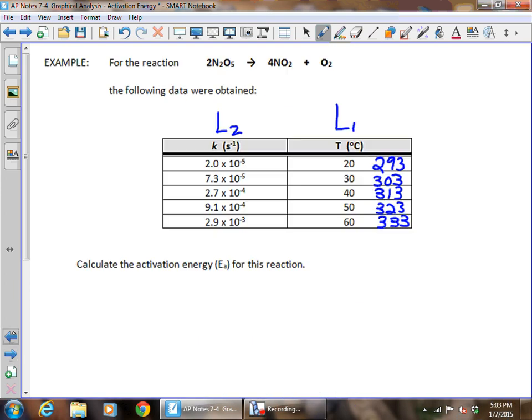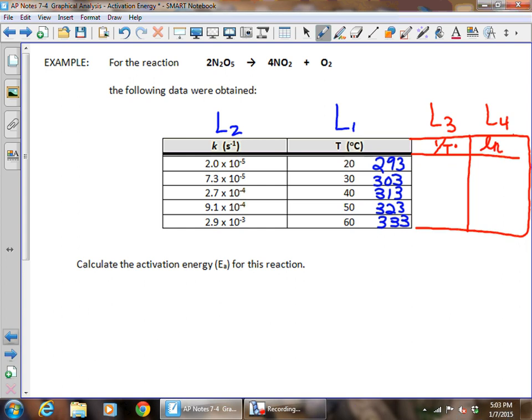Now the next thing we're going to have to do is to come in, and what we're actually going to graph is 1 over T, or temperature to the -1, however you want to write that. 1 over temperature, we're also going to graph ln of k. Those are the things that we're going to graph. So that's what's going to go in list 3 and list 4. Remind yourself how to do that.